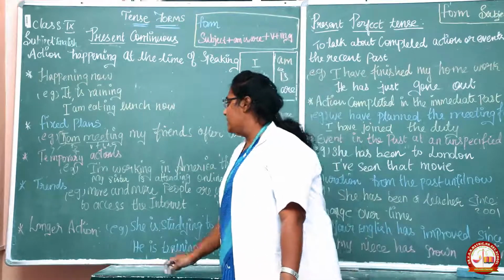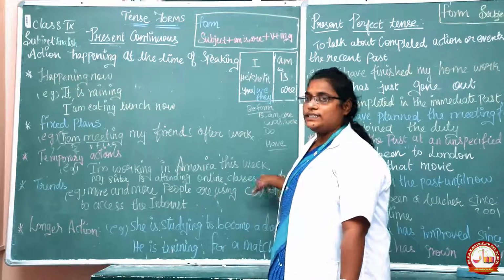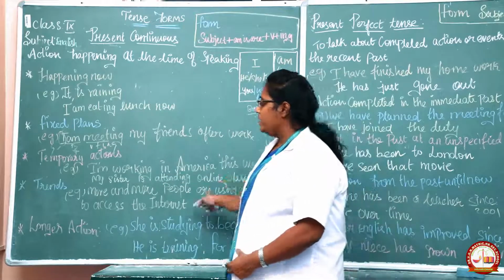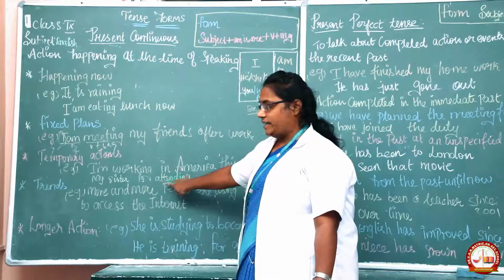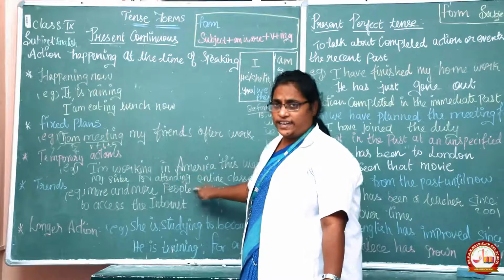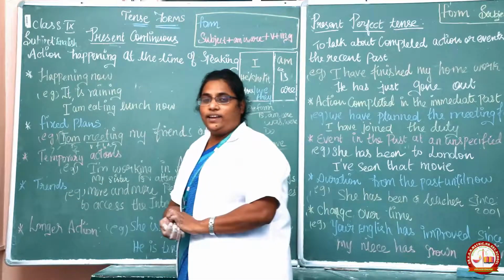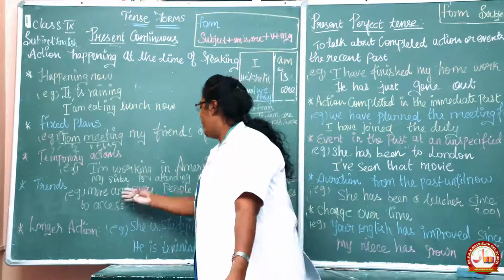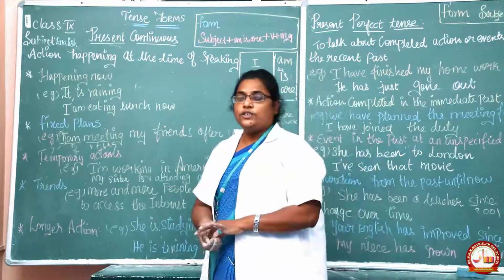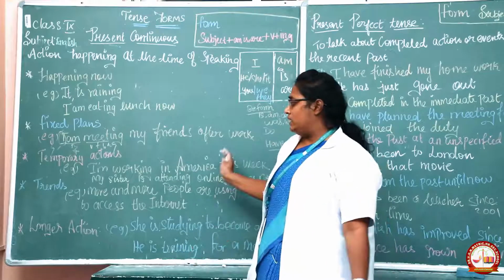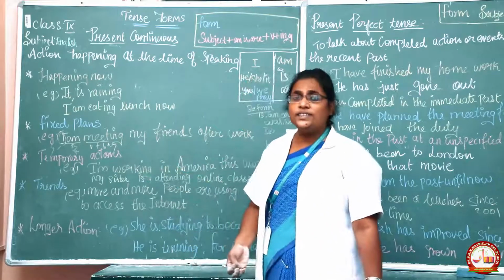And the next one is, my sister is attending online classes nowadays. Again, subject, then be form verb, then main verb attending, attend plus ing, verb plus ing. And then trends, trending now. More and more people are using cell phones to access the internet. So it is trending now. During this time, for trends we will be using present continuous tense.